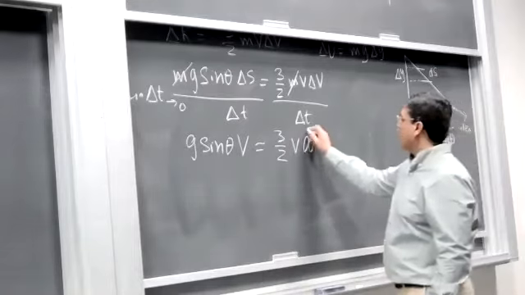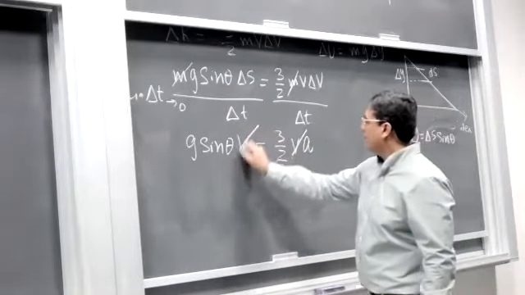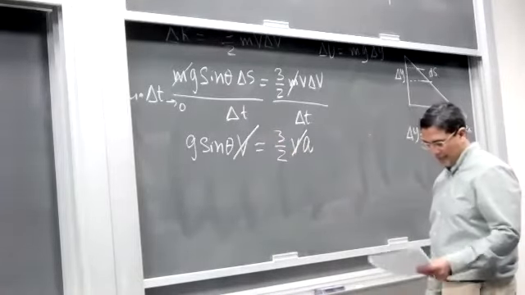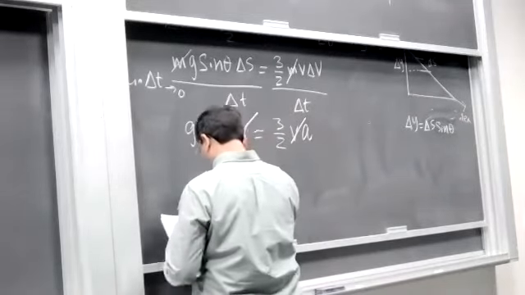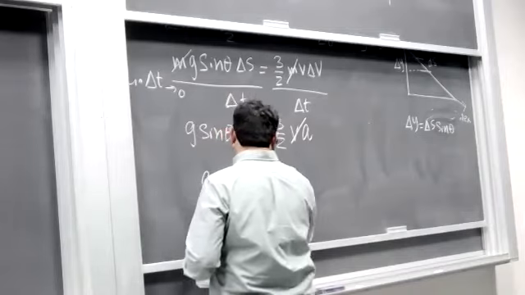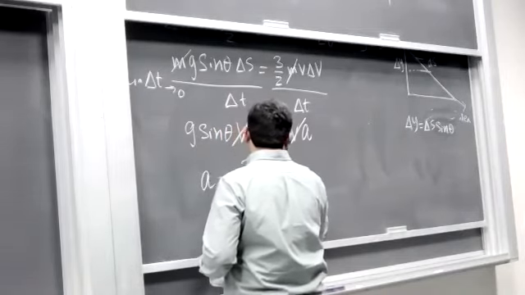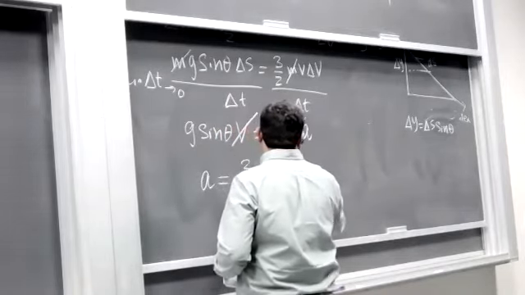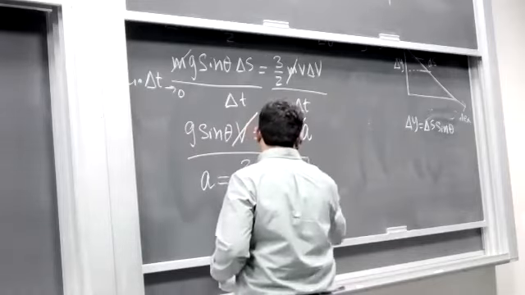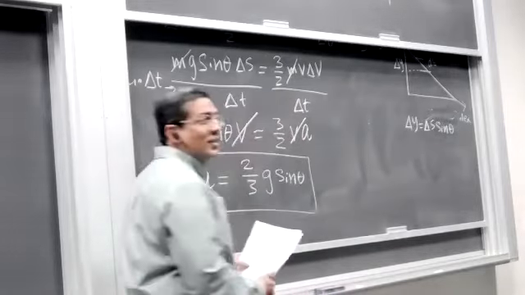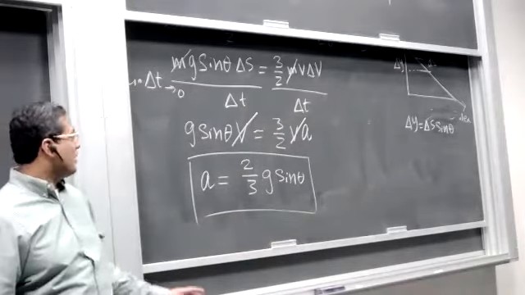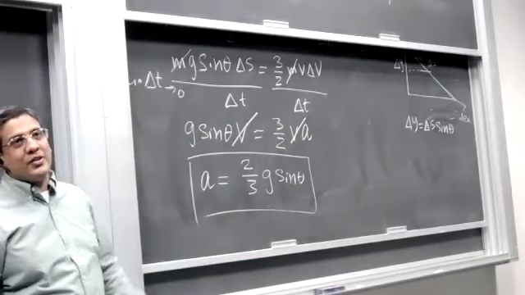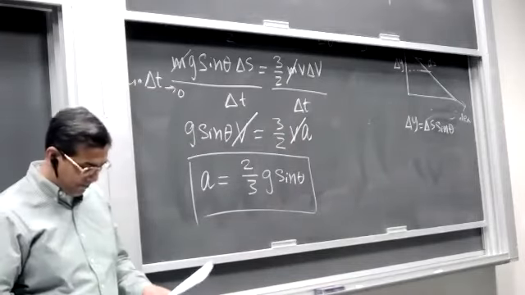Okay, and now the v cancels on both sides. What is the acceleration now? 2/3 g sin theta. The same answer as using Newton's second law directly. Here we have used the energy method and we still get the same acceleration, right?